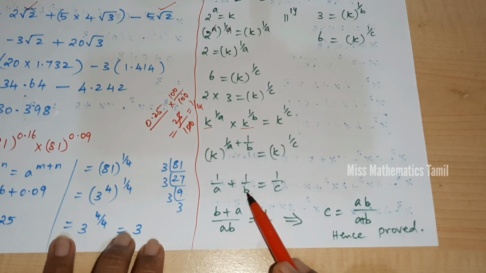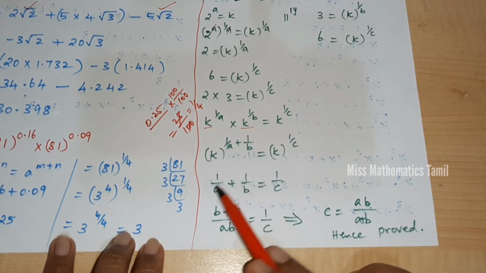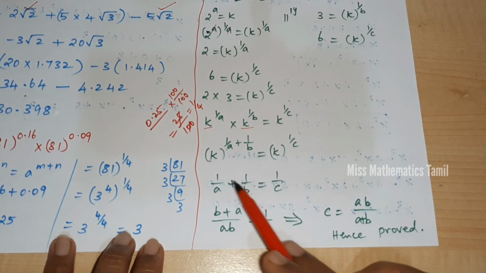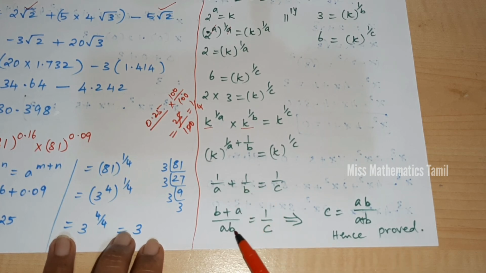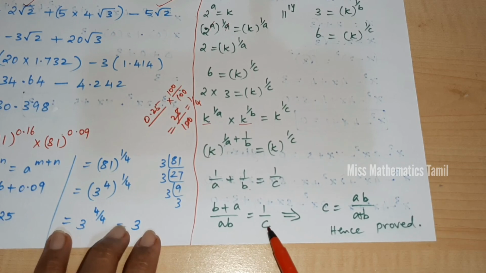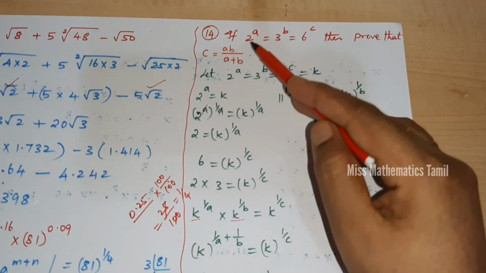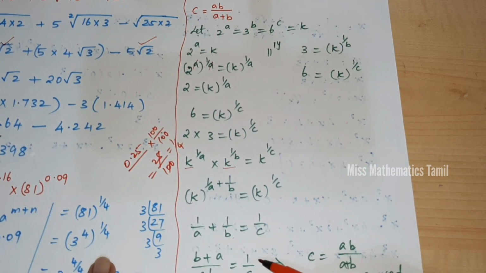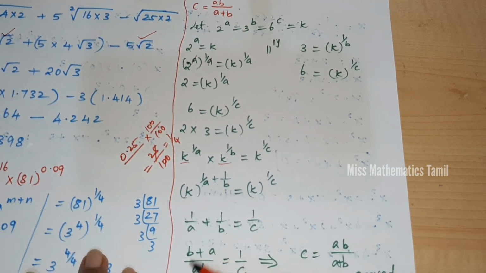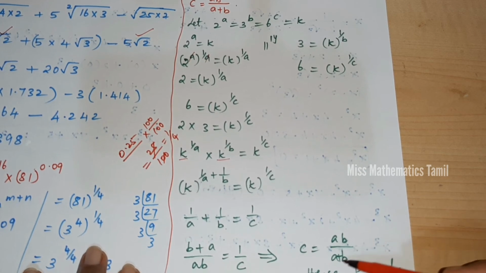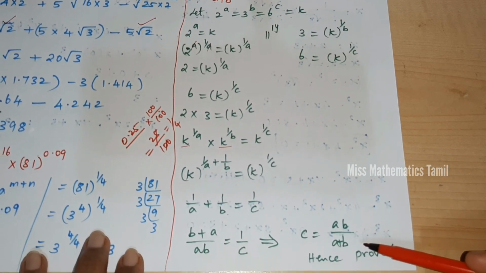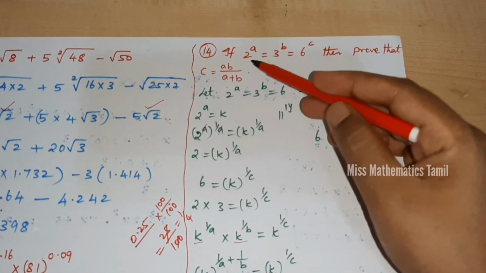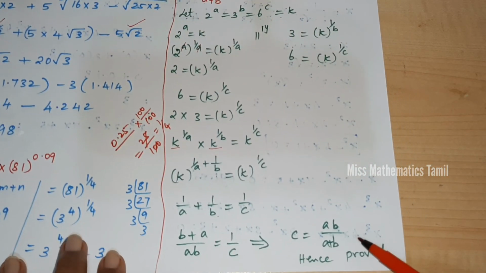Cross multiply here because we are going to add two fractions. So, I am using the cross multiplication method. B plus A divided by AB is equal to what? 1 by C. Okay, what is the question? C is equal to. So, I am taking reciprocals. Then C is equal to, this is also reciprocal, AB by A plus B. Right? Hence, proved. C is equal to AB by A plus B. So, we proved that.